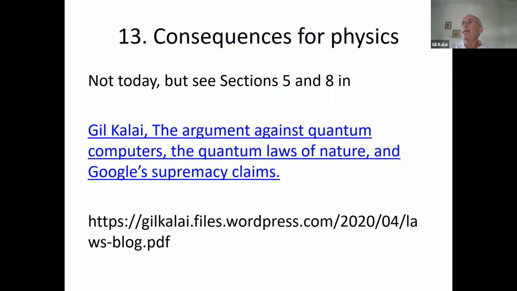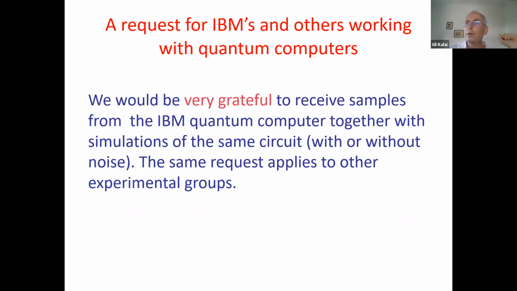So perhaps a last item, which I think is very, very interesting, is consequences for physics, but we will not talk about it today. We talked about statistics, a little bit about mathematics, a little computation. Let's leave it for some other talk, but you can look at it in the paper that is written here. And another thing: we think that our statistical study is relevant to other NISQ systems. We'll be very happy to get samples from IBM quantum computers and simulations from other groups.